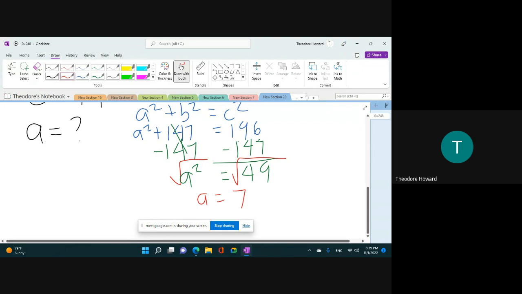So let me ask you this question before you continue. Why did I get A by itself, and why do I no longer have an A squared? What happened? Because it's not squared anymore, right? Yeah, but what made it no longer squared? Because you told me what to do to do it.